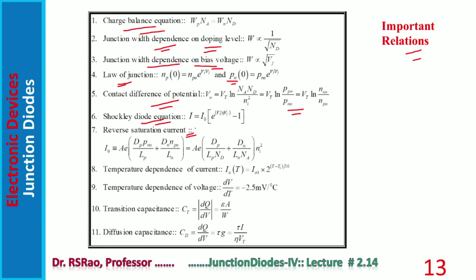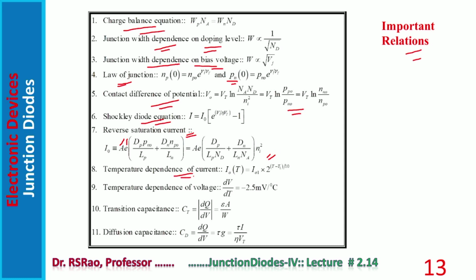Reverse saturation current depends upon diffusion length, diffusion constants, and also concentrations of electrons and holes. It is given by A E, where A stands for area and E stands for charge on the electron. It is equal to D_p p_n0 by L_p plus D_n n_p0 by L_n. This can be converted into another form where there is intrinsic concentration.